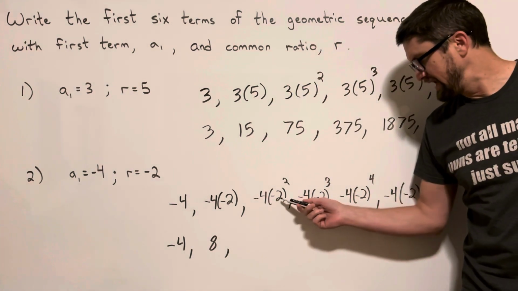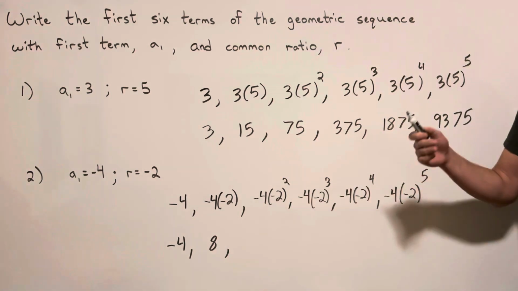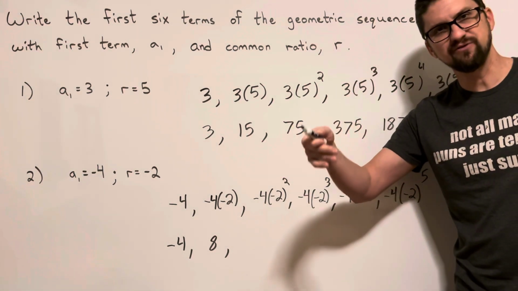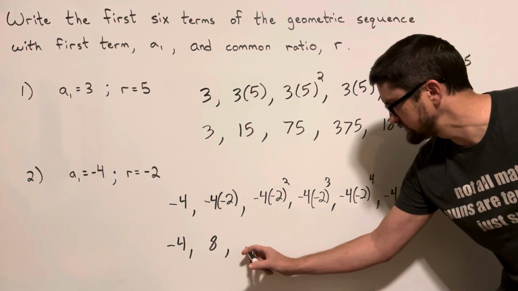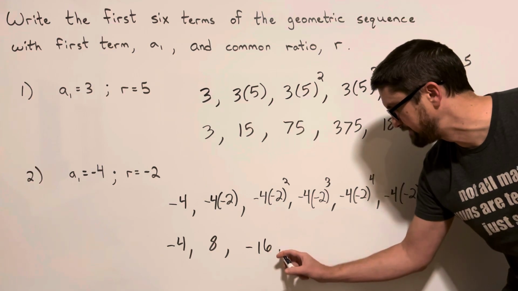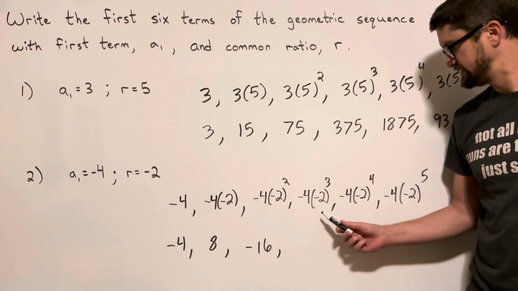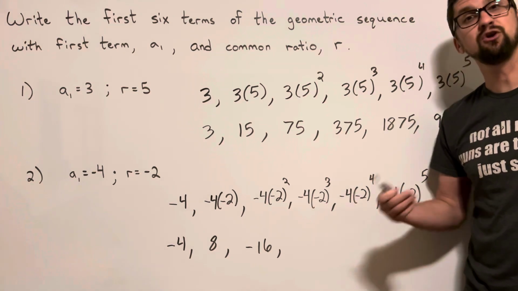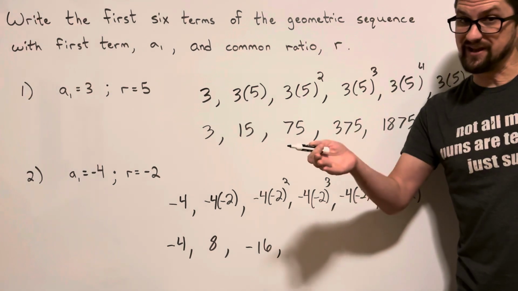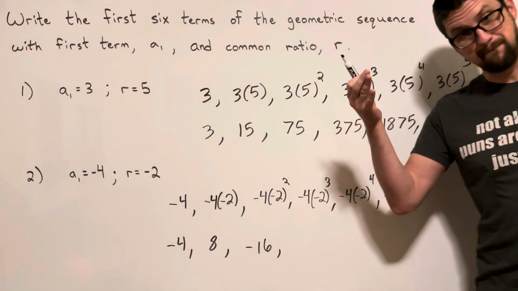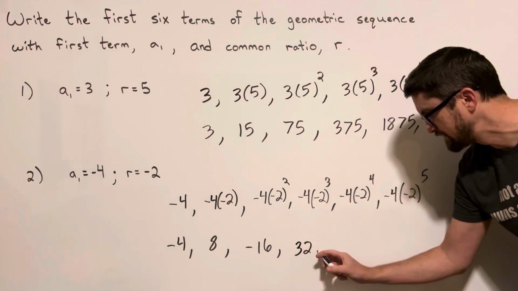And then here we have 3 numbers being multiplied. They're all negative, so when you multiply an odd number of negatives, the answer comes out negative. This one's going to come out to -16. This one has an even number of negatives. There's 4 numbers being multiplied. They're all negative. When you multiply an even number of negative numbers, it comes out to positive. This one's going to come out to positive 32.